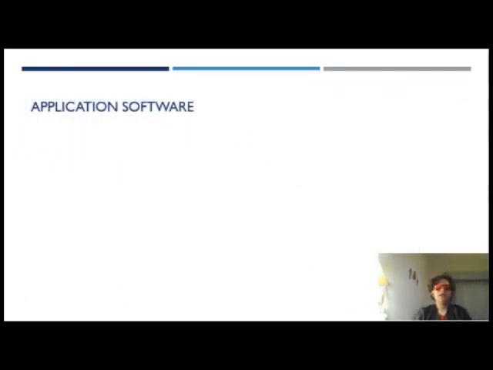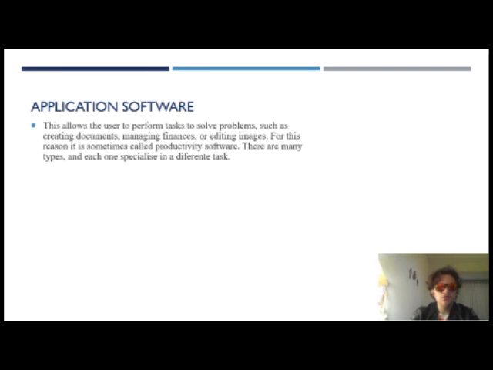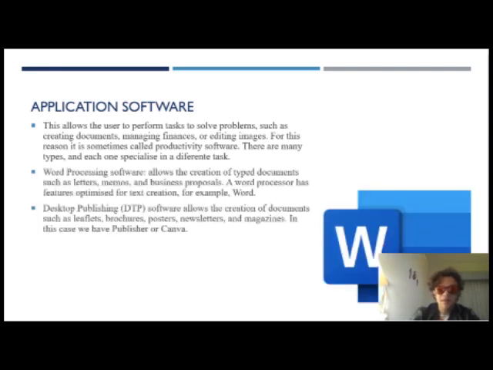Then we have application software. This allows the user to perform tasks to solve problems, such as creating documents, managing finances, or editing images. There are many types, and each one is specialized in a different task. We have word processing software, as everybody knows. This allows the creation of typed documents, such as letters. We have the example of Word. Everybody knows Word. We also have desktop publishing software that allows the creation of documents, such as leaflets.